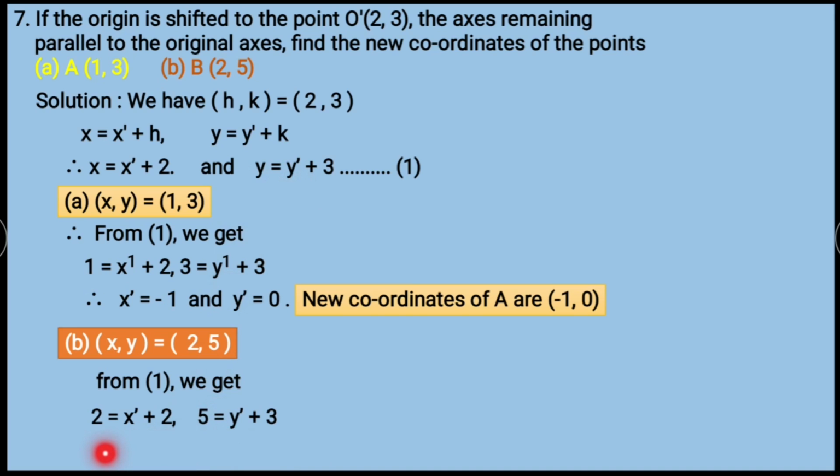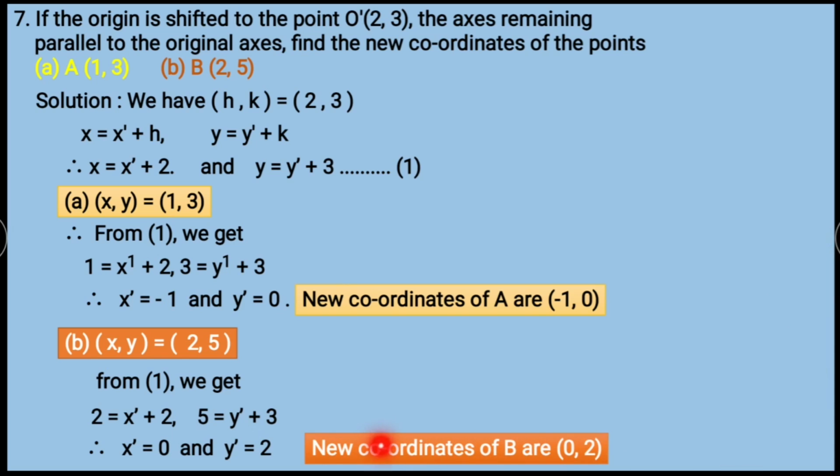So we transfer this 2 to the left hand side. So we get x dash equals 2 minus 2 as 0. So we write x dash equals 0 and we transfer this 3 to the left hand side. So 5 minus 3 we get 2. So here the new coordinates are 0, 2. So we write here the new coordinate of B are 0, 2. In this way we solve sub question A and sub question B with the help of the formula x equals x dash plus h, y equals y dash plus k. Now see the next question.